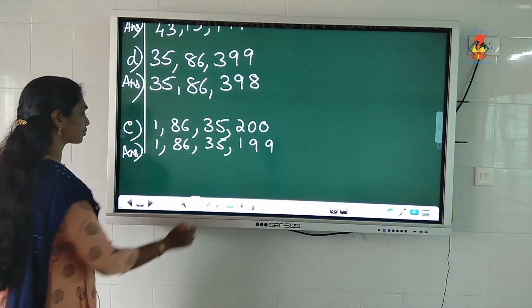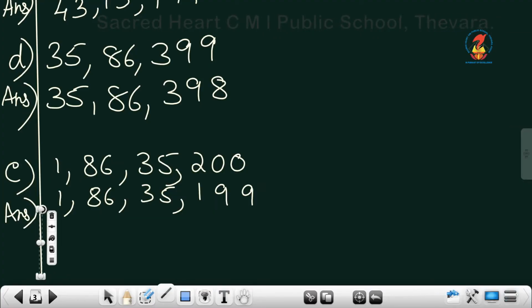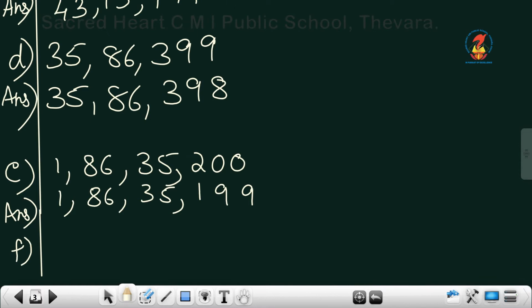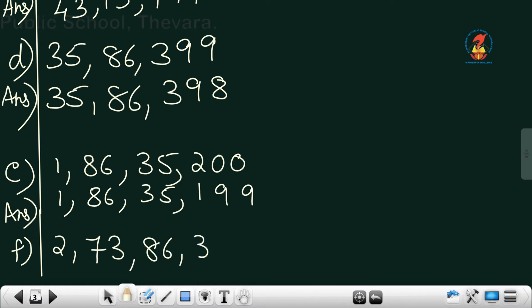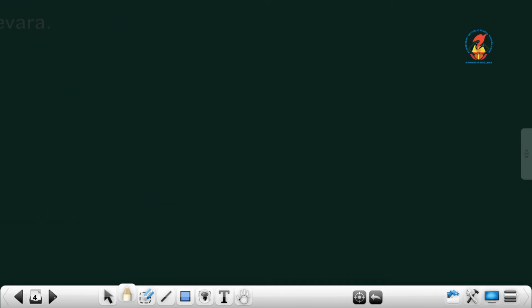Okay, children? To give you a homework question. Question F. 2 crore 73 lakh 86,300. Okay, you do it as homework. Now, moving to the next set of questions.